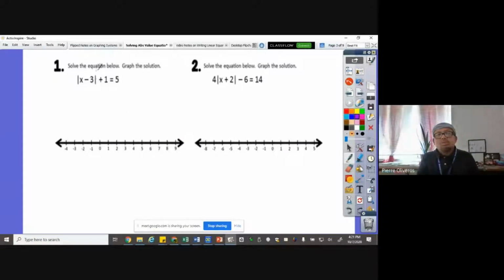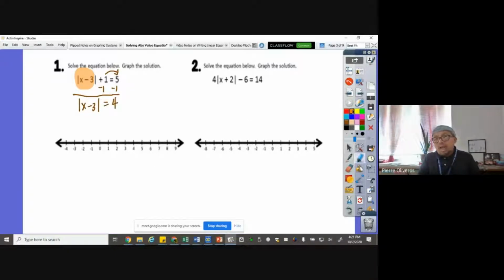First here, solve the equation below and graph the solution. Number one, absolute value of x minus 3, plus 1 is equal to 5. You have to remember that before you decide on solving it, you have to understand what is given. Before you do something, you have to combine like terms. So I need to move the 1 to the other side by subtracting 1. That gives me absolute value of x minus 3 is equal to 5 minus 1, which is 4.